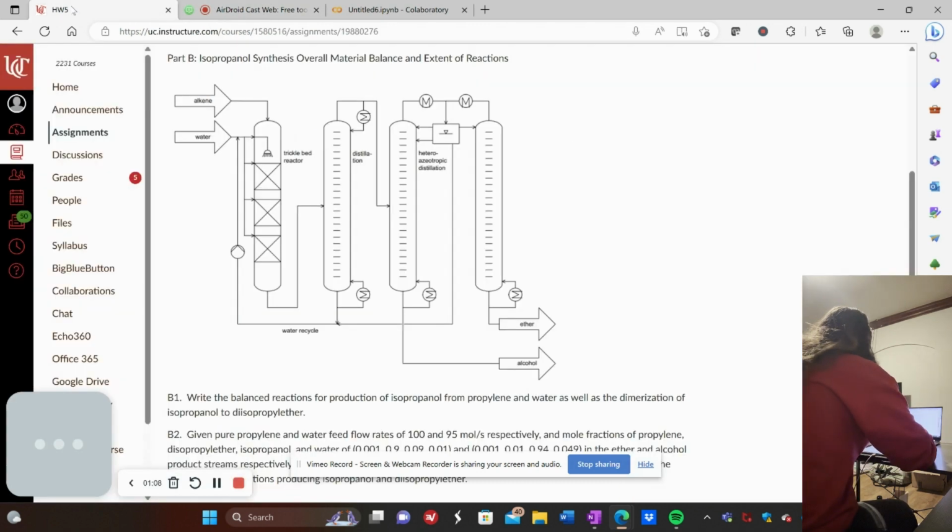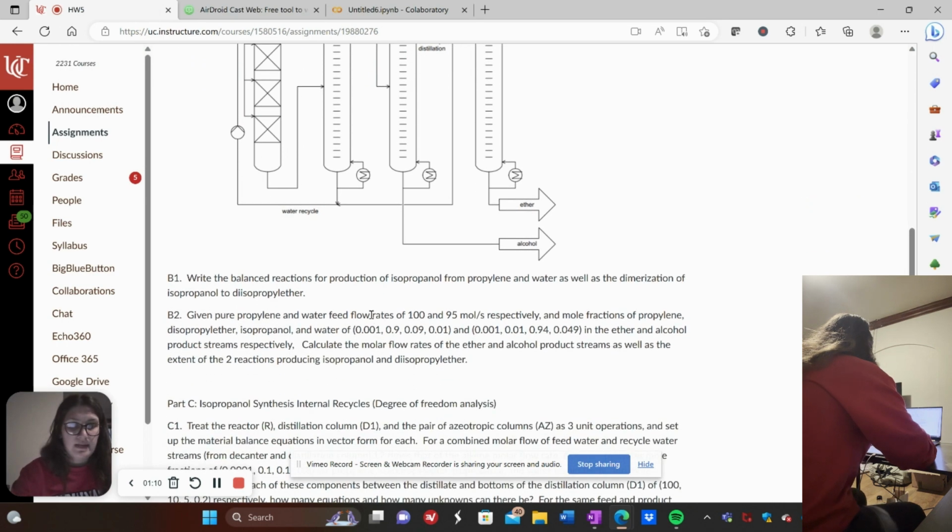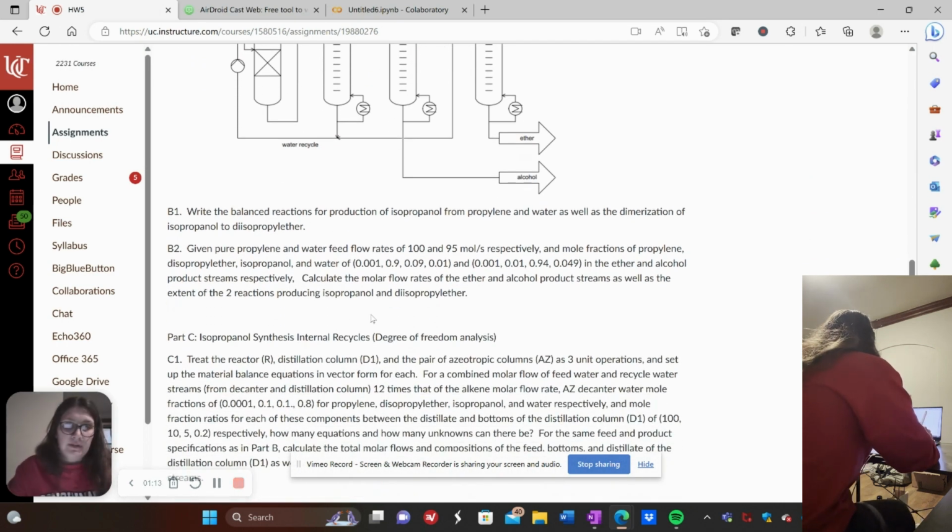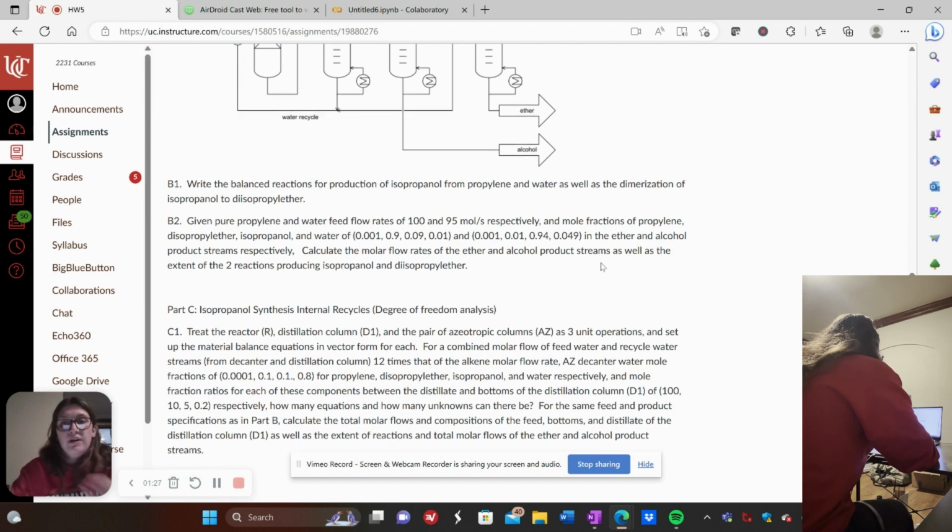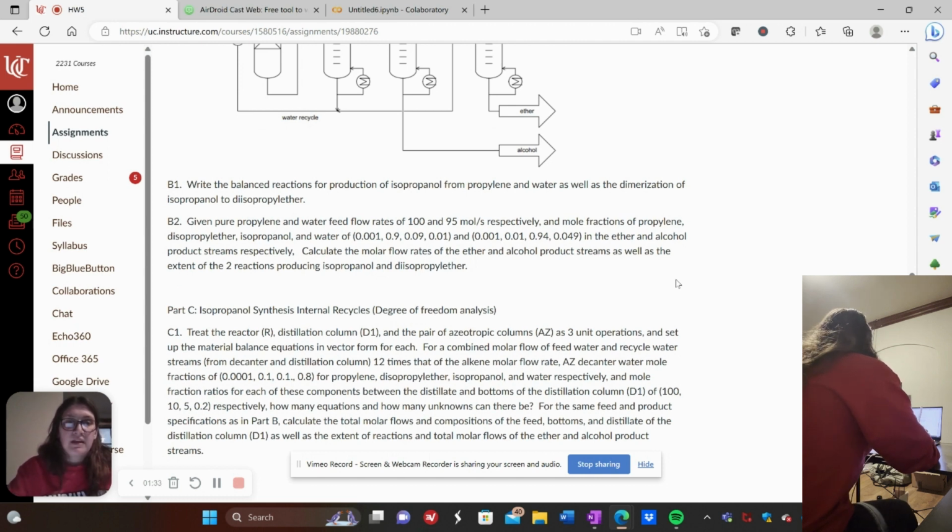Moving on to part B2, it says, given pure propylene and water feed flow rates of 100 and 95 moles per second respectively, and mole fractions of propylene, diisopropyl ether, isopropanol, and water in the ether and alcohol product streams respectively, which we'll go through in a second, calculate the molar flow rates of the ether and alcohol product streams, as well as the extent of the two reactions producing isopropanol and diisopropyl ether.